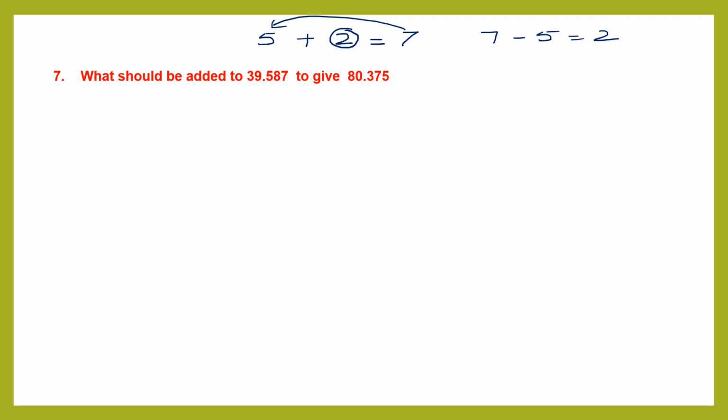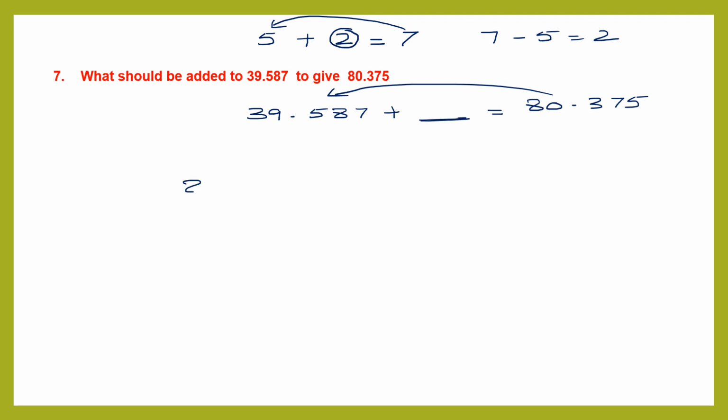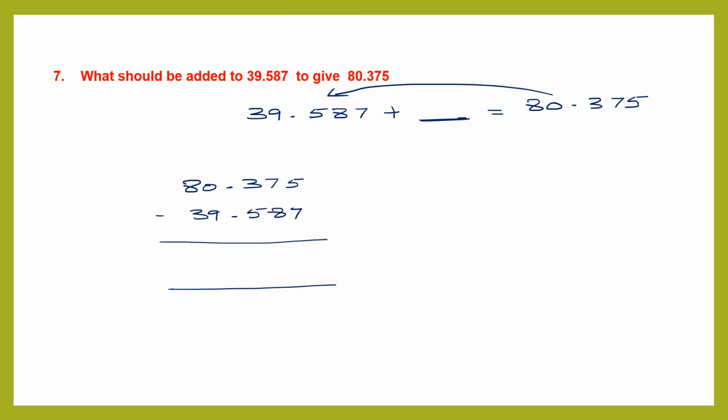Similarly here, what should I add to 39.587? What should I add to this to give me 80.375? Just like the example, we have to subtract these two numbers to get this answer. So let's subtract 80.375 first, and below this we write 39.587. So now let's begin our subtraction.